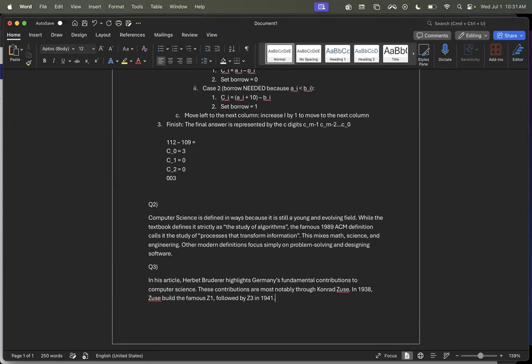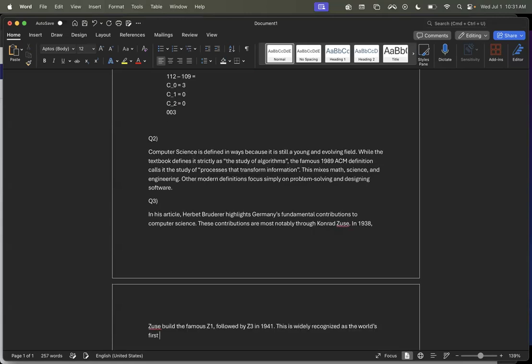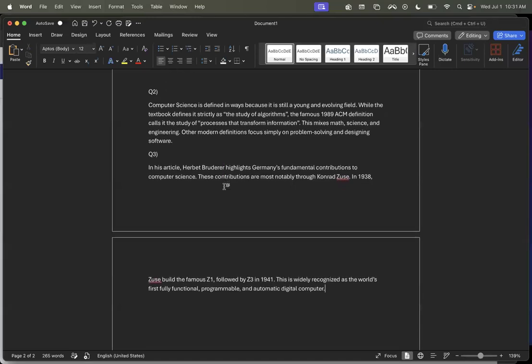This is widely recognized as the world's first fully functional programmable and automatic digital computer. Let's see, should we add anything else? What do I got? I've got about 4 sentences, so yeah, let me try to add 2 more.